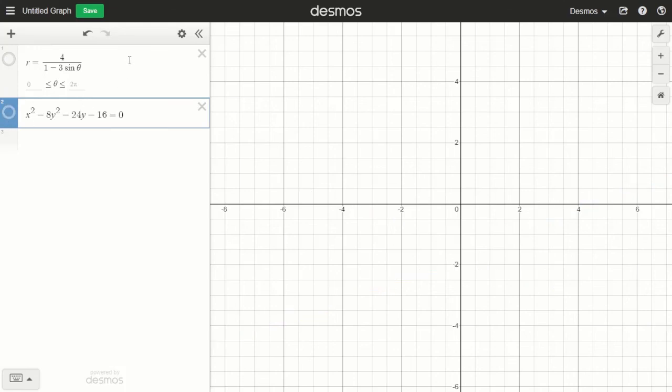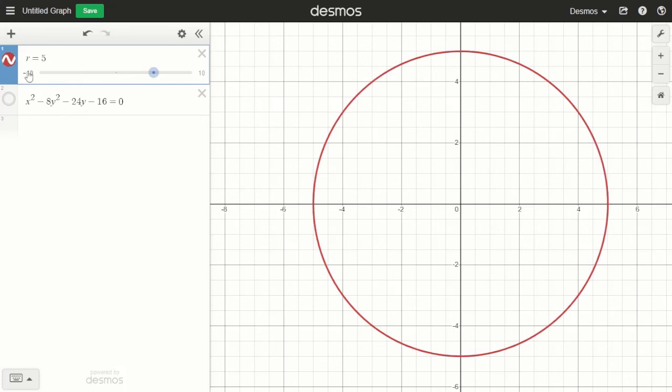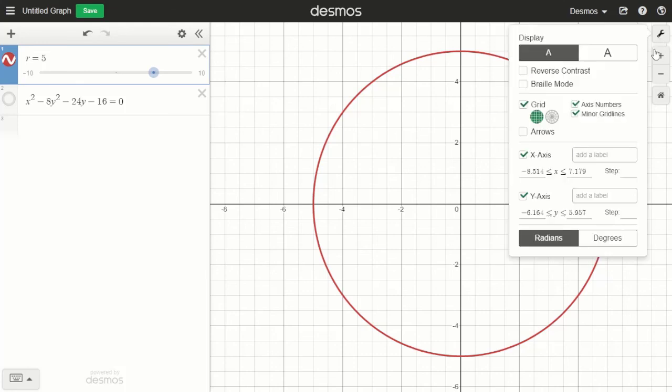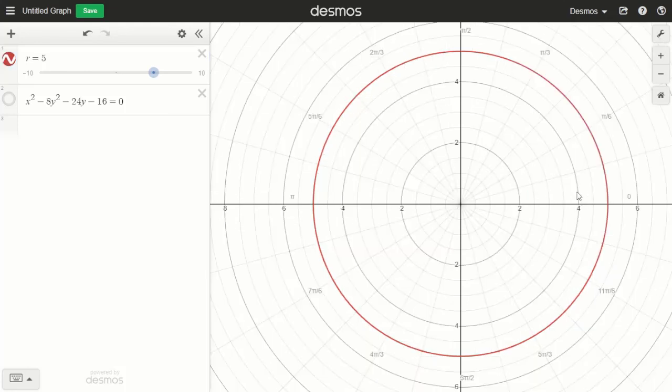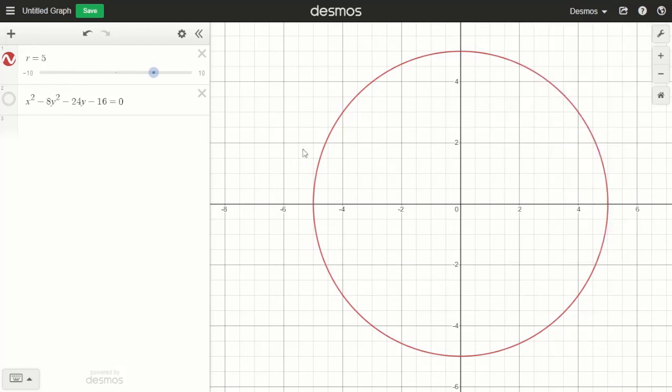What about part C right here? We had r equals 5. That was our curve in polar coordinates. Let me switch over to polar coordinates. It's a circle with radius 5, centered at the pole, at the origin. And now back to rectangular coordinates.